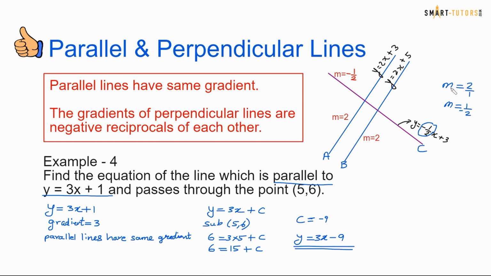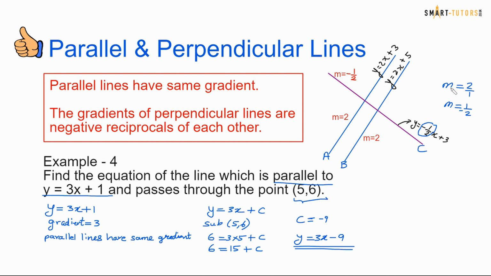So the intercept c, we can find out by substituting the point (5, 6). 6 is the y coordinate. 3 times 5 is 15. Take away from 6 is minus 9.